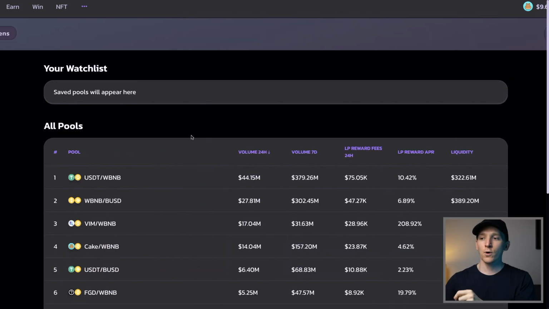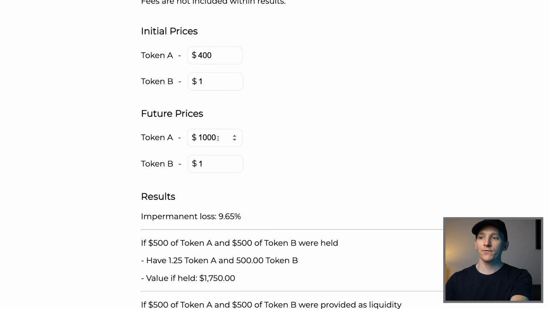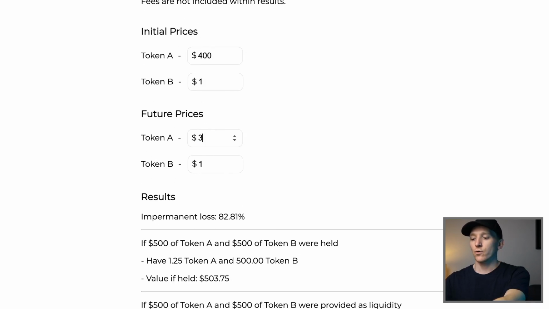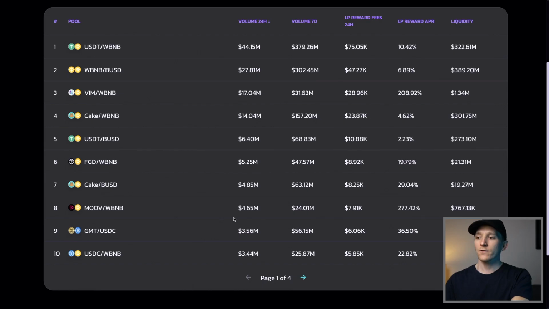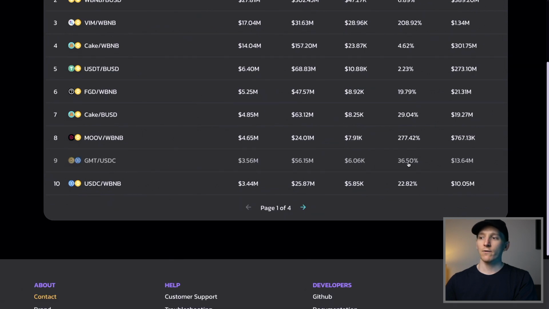But if you come down to pools, see some of these smaller coins like Move, like GMT, these can easily move 2 or 3x, right? 200 or 300% in a year. If that happens, you're looking at crazy amounts of impermanent loss, like 40% impermanent loss. And so coming down here and seeing this liquidity pair actually earning around 36%, that could easily be wiped out.